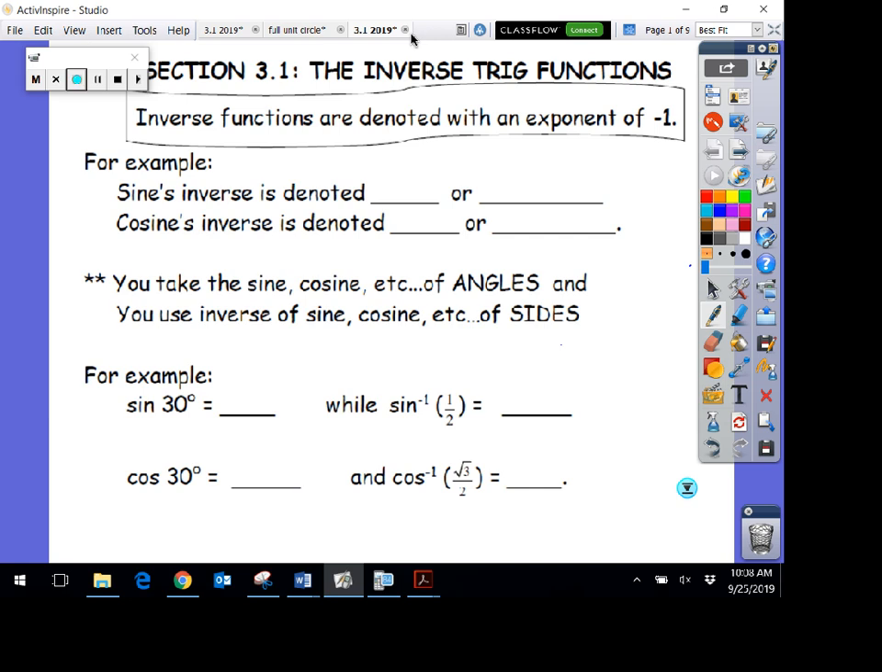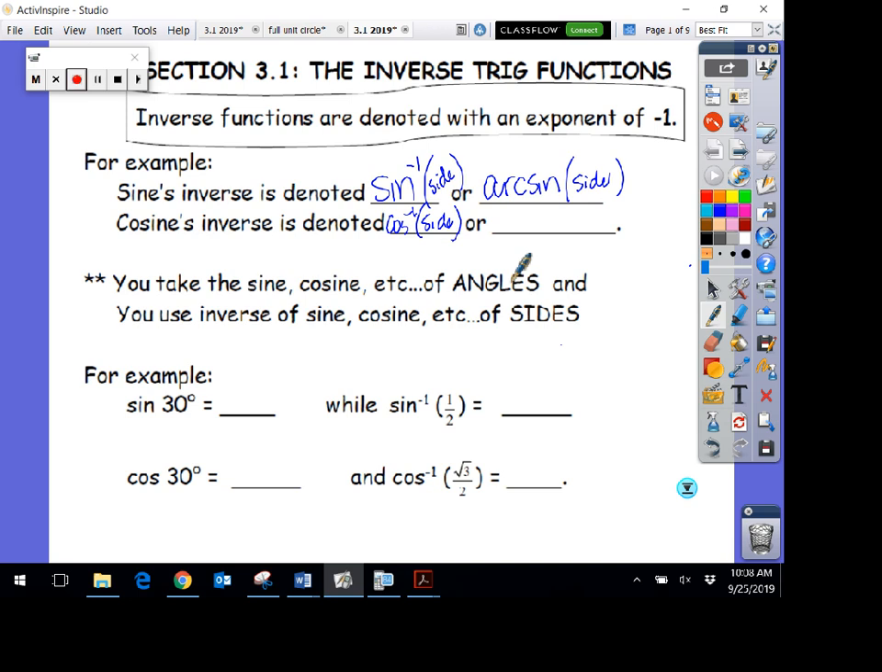So the notation for that is either a little -1, and then there's always going to be some number, it's the side right here, or arc sine of a side, okay? Cosine is going to be either inverse cosine of some number, which would be the side.